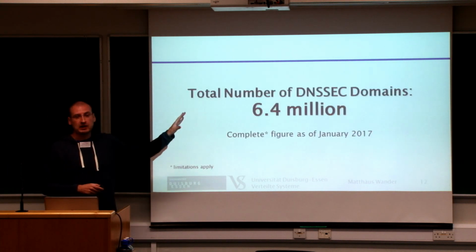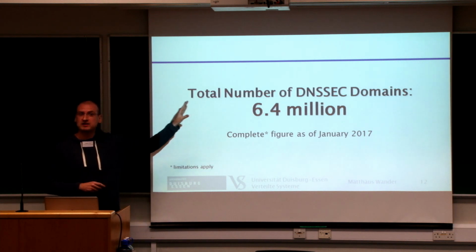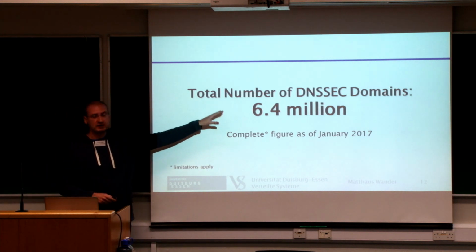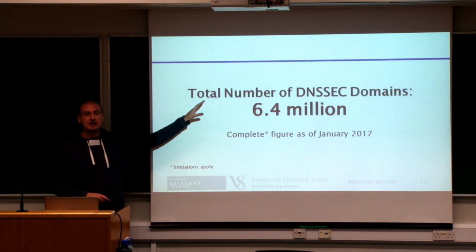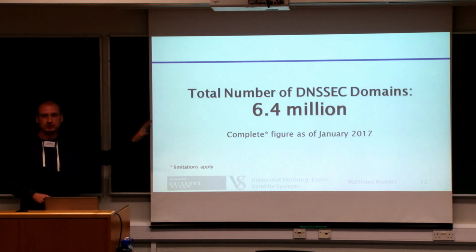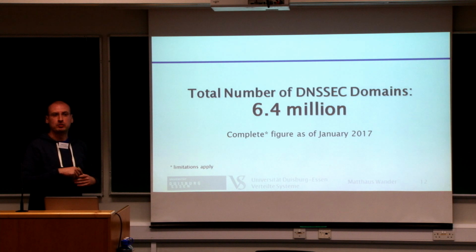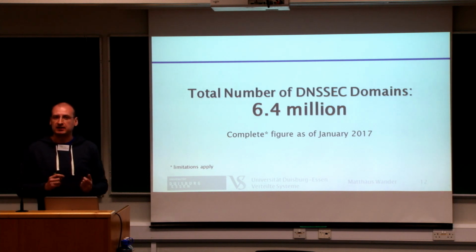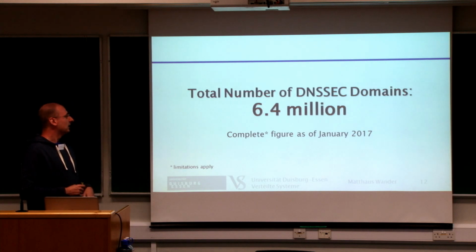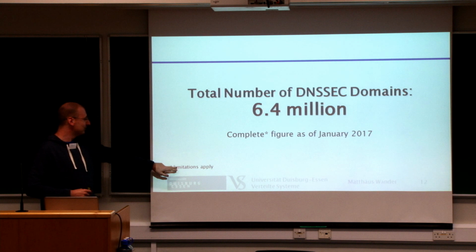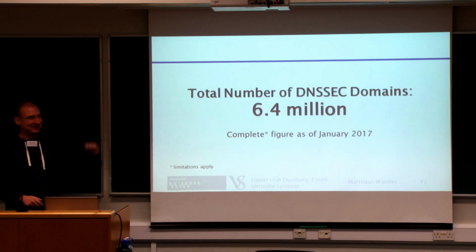Okay, so this is the number of all second-level domains signed with DNSSEC. It's a total number of 6.4 million DNSSEC domains, and this number is guaranteed to be complete because zone enumeration, once it has finished, gives us a complete chain, and it is guaranteed that every DNSSEC name will be included in this. And by saying that this is guaranteed to be complete, I mean that certain limitations apply.